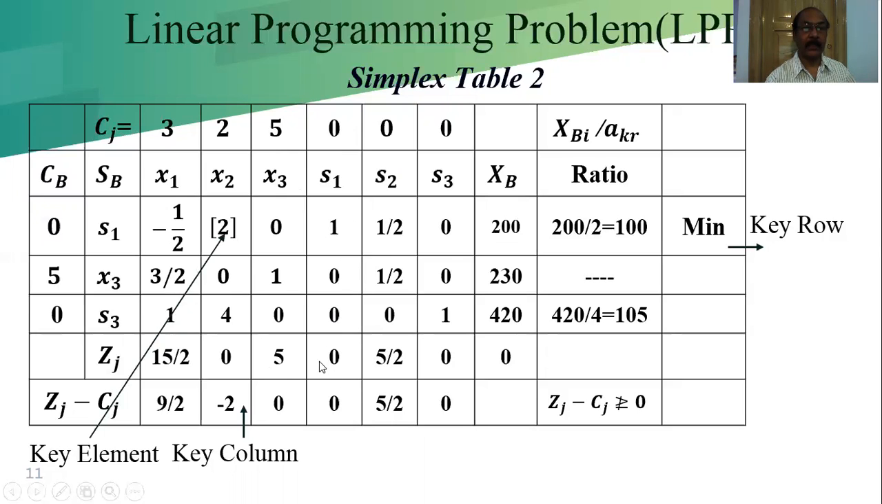This ZJ is 0, 0 minus 0 is 0. In this case, 5 into half, the only element we will get is 5 by 2. That is 5 by 2. 5 by 2 minus 0 is equal to 5 by 2. This is 1. So in this case, this is also 0. 0 minus 0 is 0. XB we can calculate it. 0 into 200, 0. 5 into 230 is what we will get.